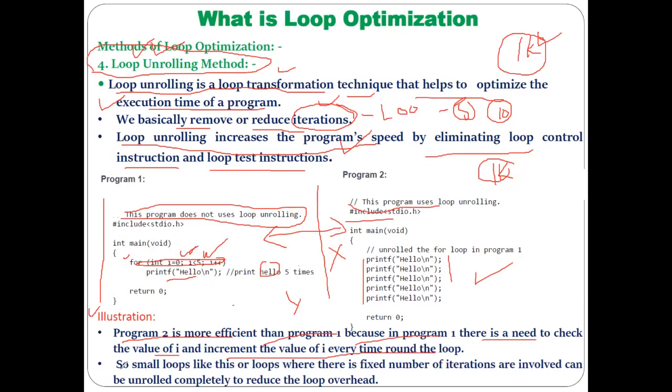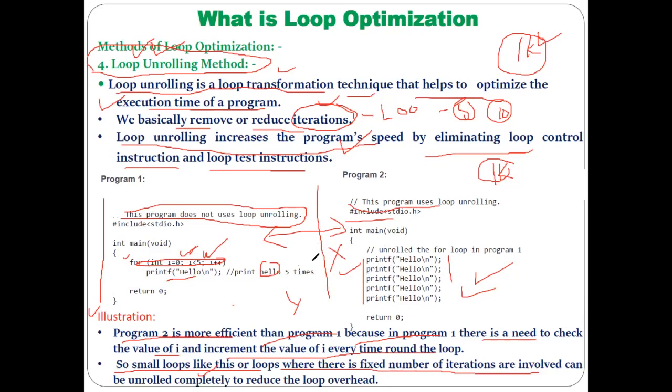Okay, but if you write it like this, then there is no need to check the value of I, there is no need to increment the value of I. So this is considered as loop unrolling. Small loops, or loops where there is a fixed number of iterations involved, can be unrolled completely to reduce the loop overhead. Understood? So if the iterations are small, then such a technique is suggested or it is good to use.